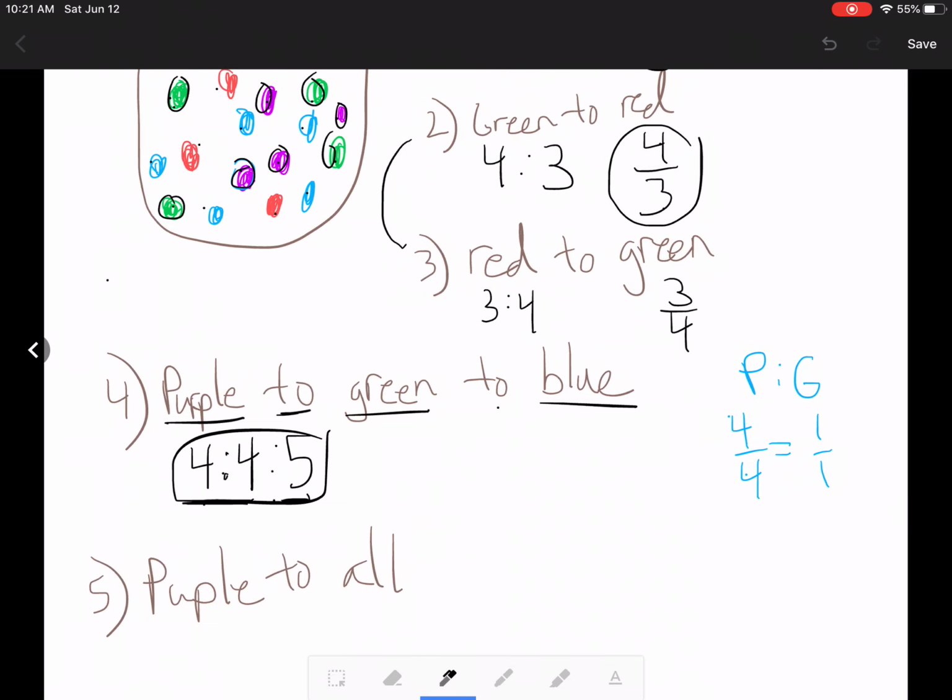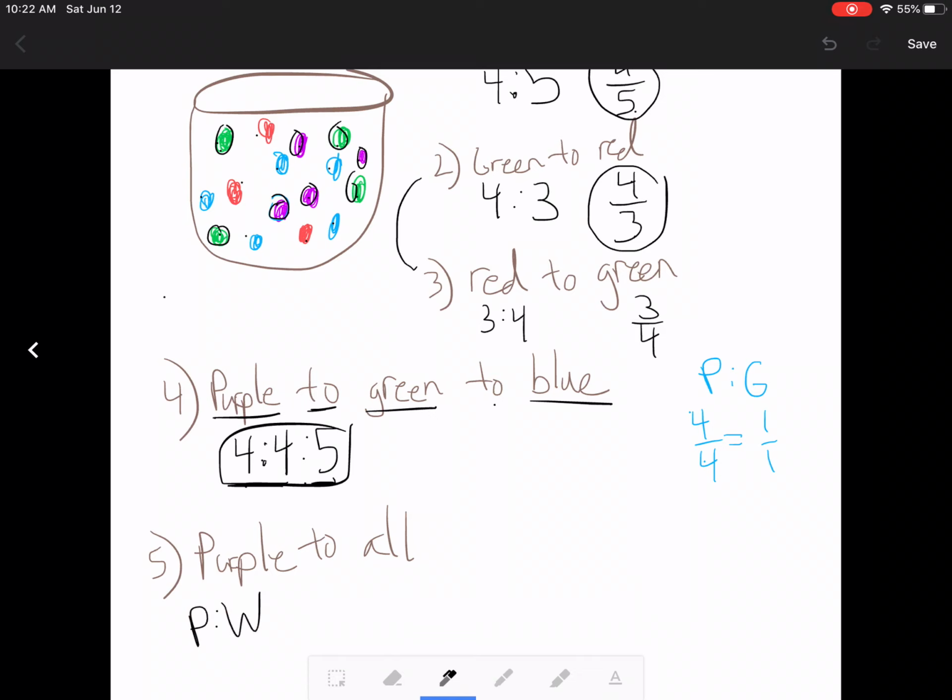And finally, let's do purple to all. All right, so this is a part to whole ratio. First of all, we know there are 1, 2, 3, 4 purples. Let's see how many there are overall. 1, 2, 3, 4, 5, 6, 7, 8, 9, 10, 11, 12, 13, 14, 15, 16. 4 to 16, which boils down to 1 over 4. So again, if we're dealing with these ratios as fractions, we should be simplifying them like that.